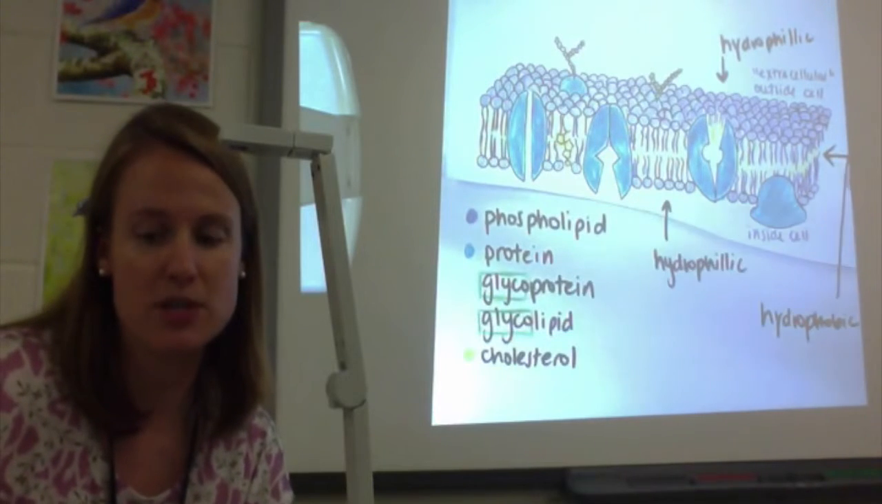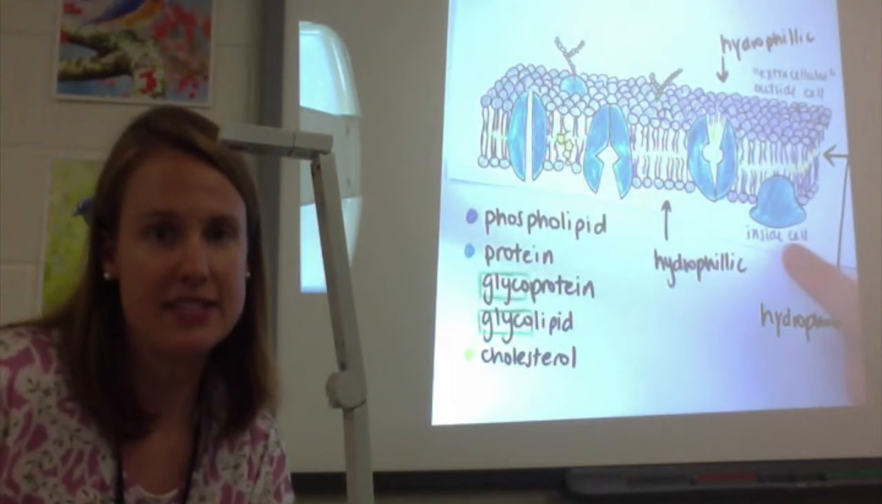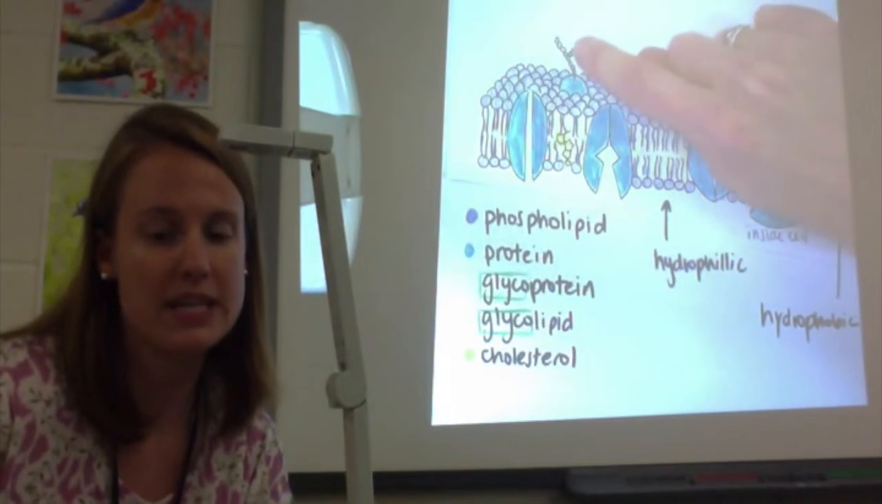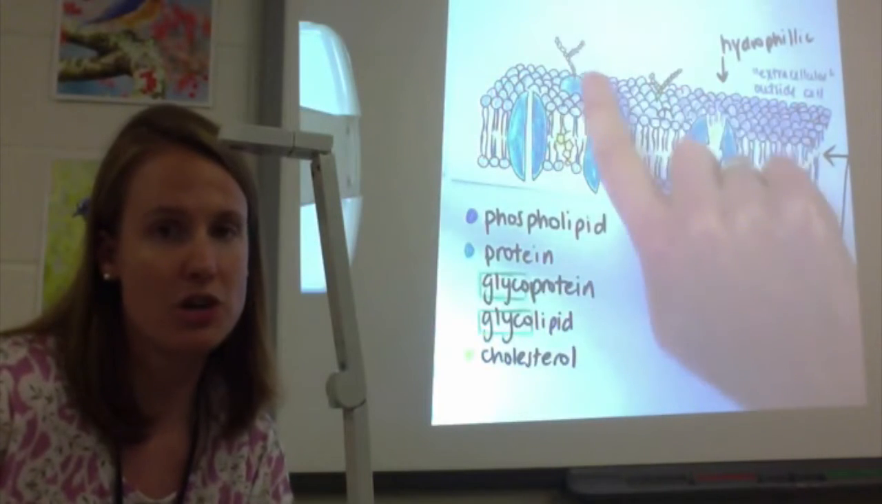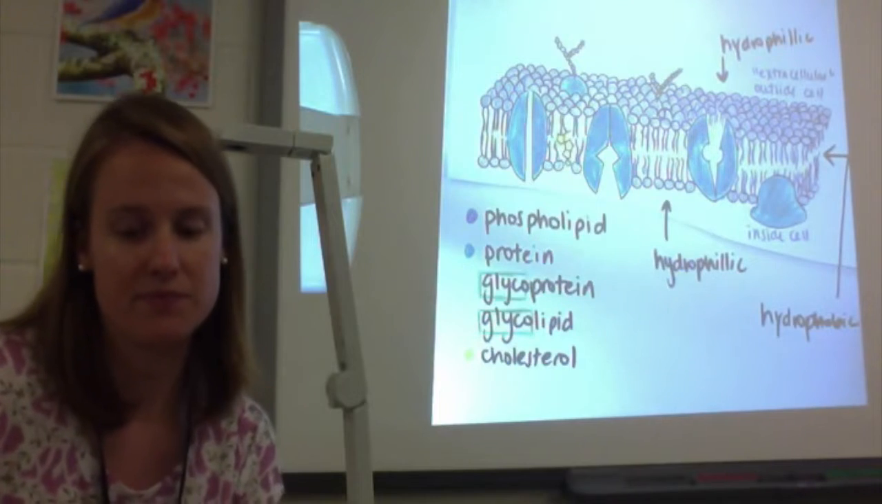In this picture, I'm showing the outside of the cell as this top part, and the inside of the cell is the bottom part, and there's a reason that my glycolipid and my glycoprotein have the sugar group or the carbohydrate group sticking out on the outside of the cell.